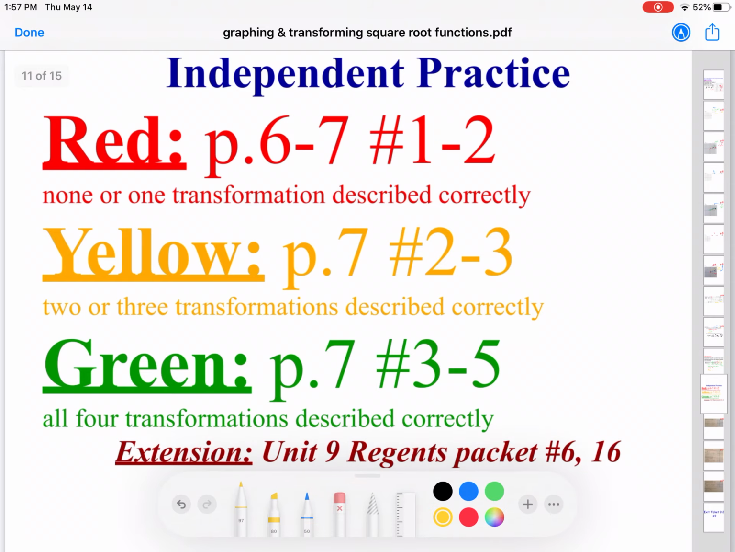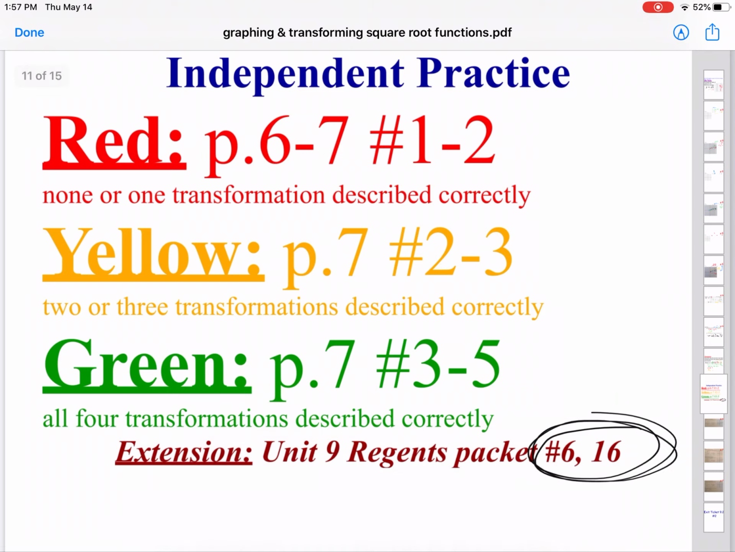No matter what group you're in, please notice that you can now do 2 more questions in your Regents packet, number 6 and number 16. So go ahead and take a moment, pause this video and try those questions, and then come back to check your work.